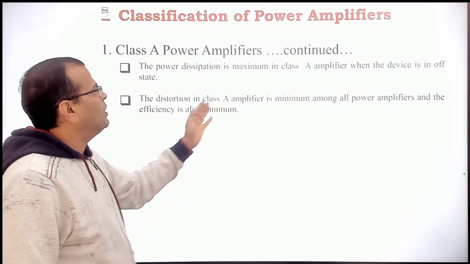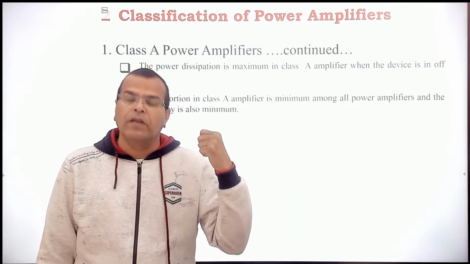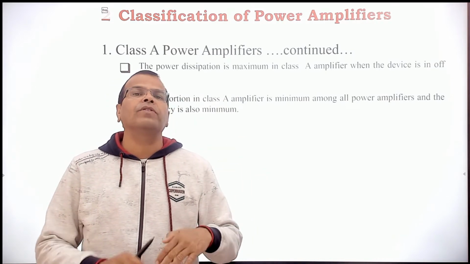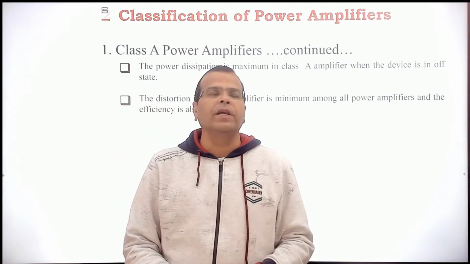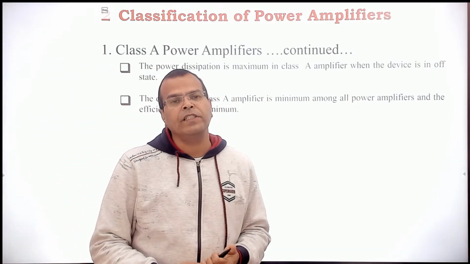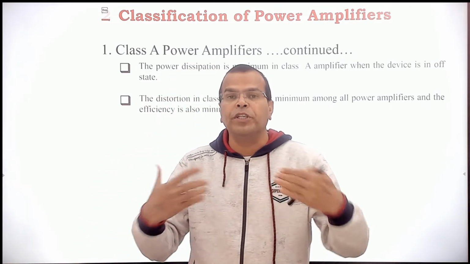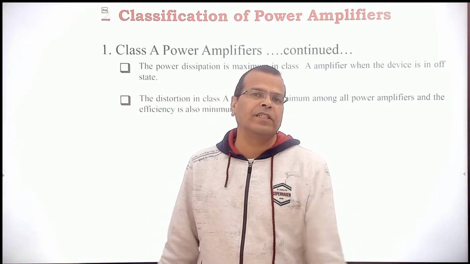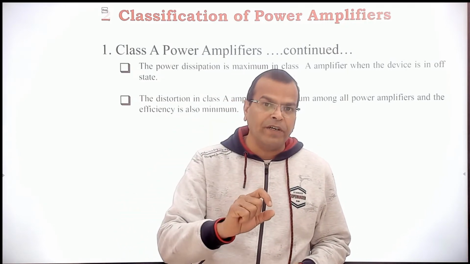Then the distortion in class A amplifier is minimum among all the amplifiers. I have already discussed, the output current is sinusoidal for sinusoidal input in case of class A amplifier. Therefore, there is no distortion in the output, or we can say the distortion in output is minimum. And remember, the efficiency is also minimum. Why? Because when the device is off, we have zero output, and the power dissipation is maximum. So because of that, we have the minimum efficiency in case of class A amplifier. So efficiency should be larger. So this becomes the disadvantage of class A amplifier.